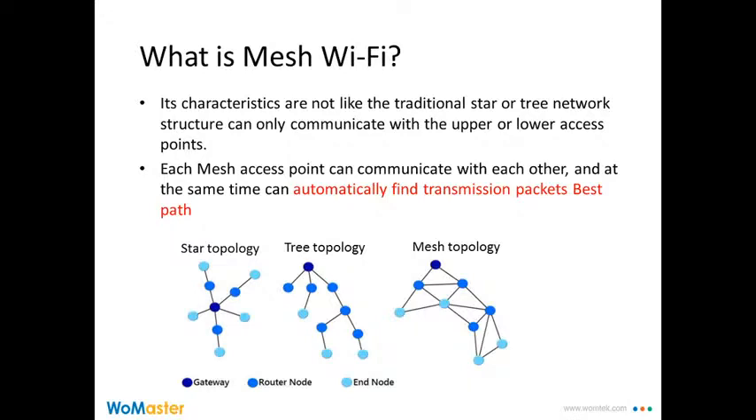There are 3 roles: gateway, router node, and end node. The gateway is the entry of the subnet. Here, it's just like the CAP. It stands for the central access point. And the end of each path is the end node. Usually it connects to the terminal devices, like a cell phone, PLC, anything else. And the others are router nodes.